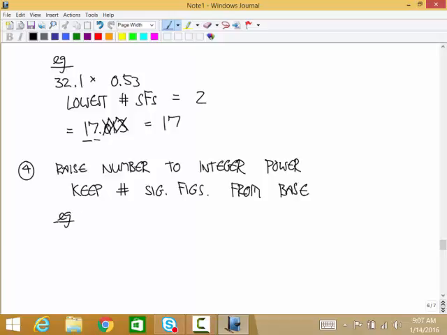Okay, so for example, 5.31 to the fourth. 5.31 has 3 significant figures. And so if you plug that into your calculator, you get 795.02. We're going to keep 3 significant figures. So we'll keep these, and we get 795.